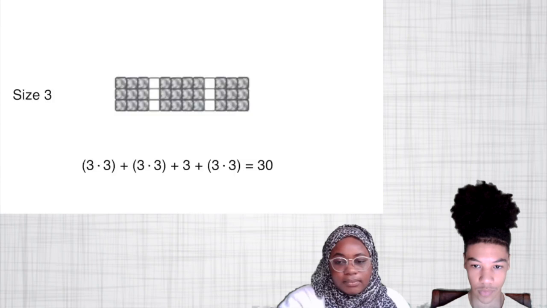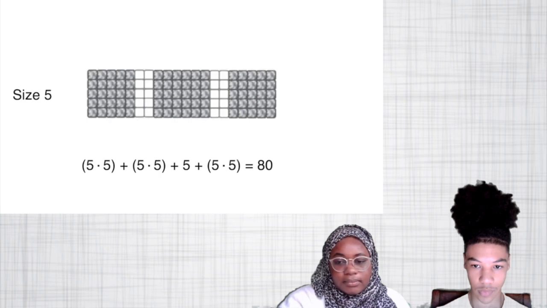In the previous episodes, Haleemah and ET worked with cobblestone patterns of different size numbers. First, they made sense of Amir's method with a size 3 cobblestone pattern, which was represented by the equation 3 times 3 plus 3 times 3 plus 3 plus 3 times 3 is equal to 30.